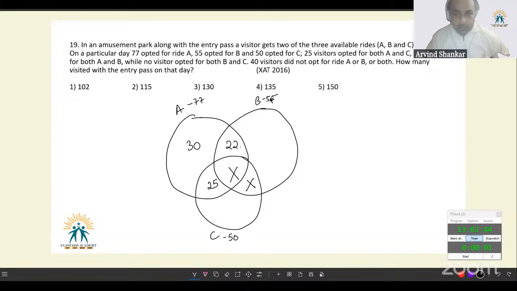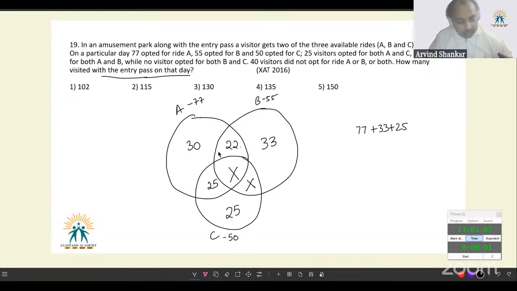Nobody here. So out of 55, 22 is gone. This becomes 33. Out of 50, 25 is gone. This becomes 25. Excellent. Now, how many visited with entry pass on that day? They're essentially asking us the union of all this. So our answer will be 77 plus 33 plus 25.